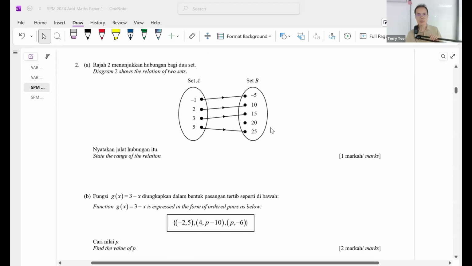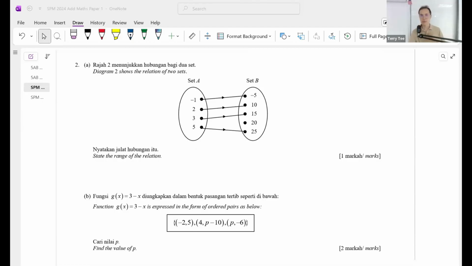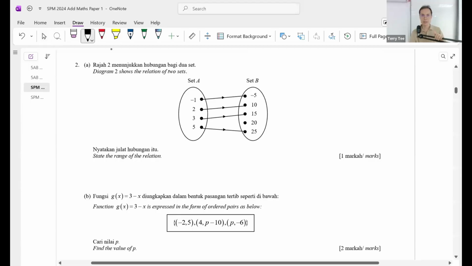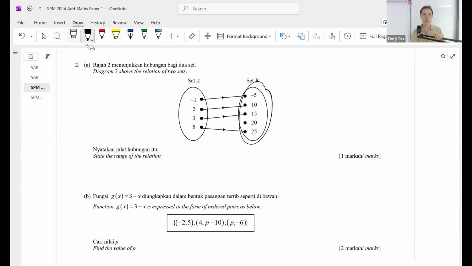Okay, let's move on to question number 2. This is from Form 4, Chapter 1, Function. Okay, Diagram 2 shows a relation between 2 sets. State the range. Remember, domain is the element in the first set. Codomain is all the elements in the second set. Range is the element in the second set that has a corresponding object. So you notice that 20 doesn't have an object, so it's not part of your range, right?